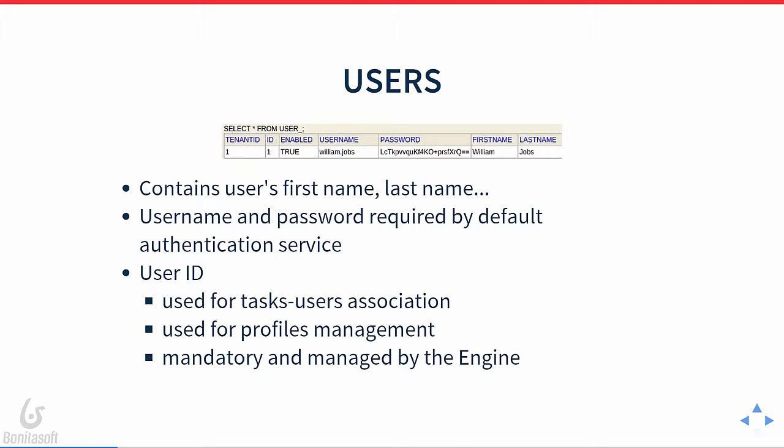But one thing that is really key here in this table is this ID column that you can see. It's actually the unique ID of the user that will be used by the Bonita engine internally. It will use it, for example, when you want to assign tasks to a set of users. It will use this ID, produce a list of such IDs and associate this list with a task. So it's not actually the username that is the key in this table. It's the ID, this numeric ID.